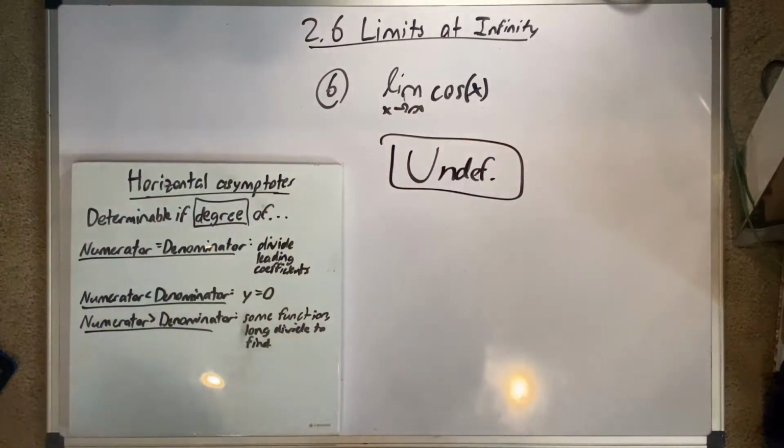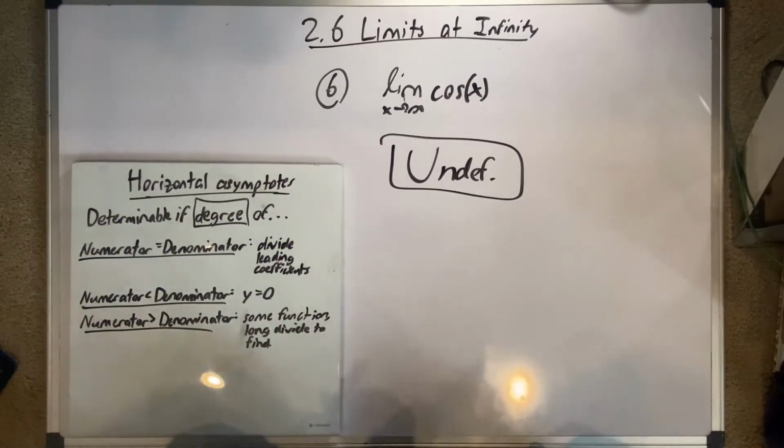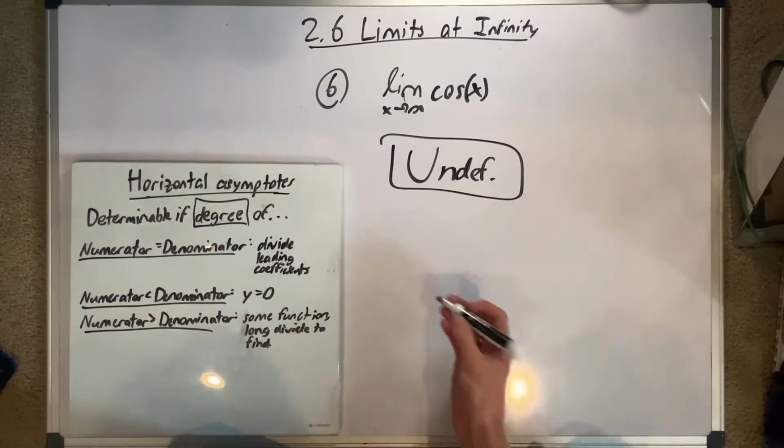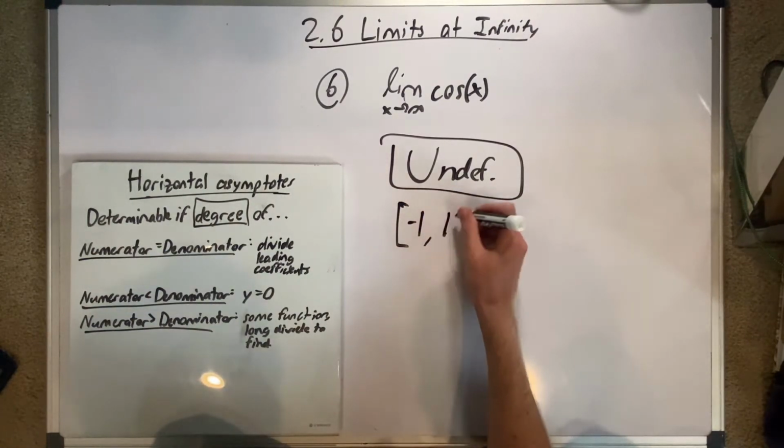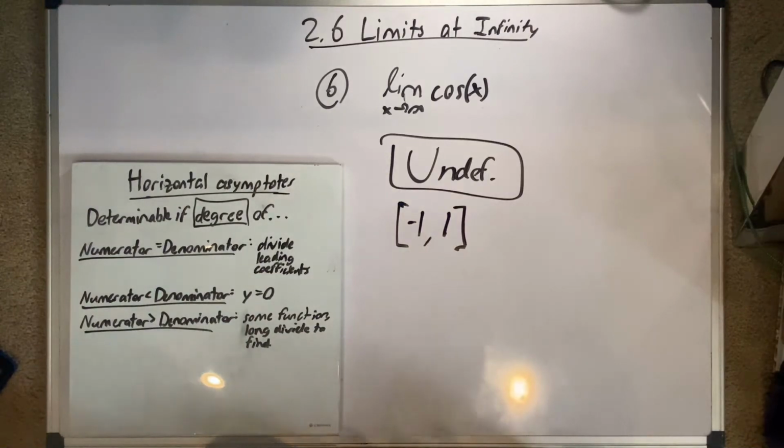It's just undefined because it'll always oscillate between the two. Infinity doesn't tell you where to stop, so you don't know where to stop between -1 and 1. So it's actually undefined. But if you wanted to give an absolute definition answer, you would go -1, comma 1. You could say something along the lines of that.